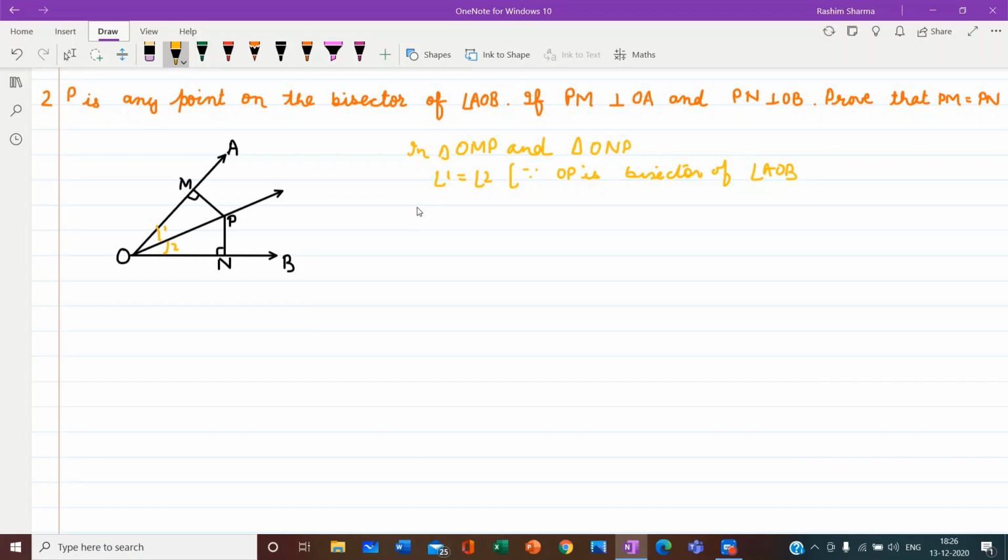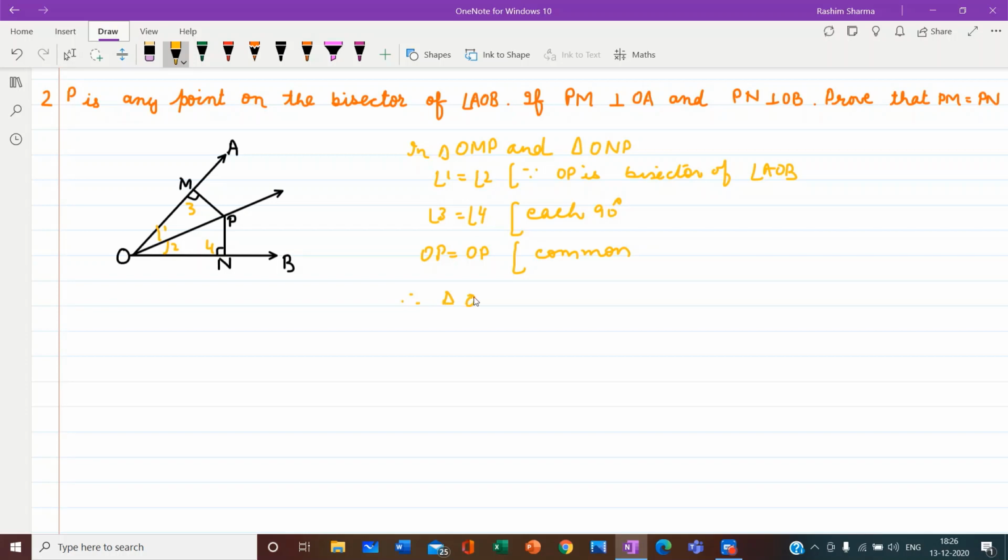Then here we can name it as angle 3 and angle 4. So we can write here angle 3 is equal to angle 4 because both these are perpendicular. So we can write it as each 90 degree. Alright. Then we can see the side OP is common to both. So OP is equal to OP. This is common.